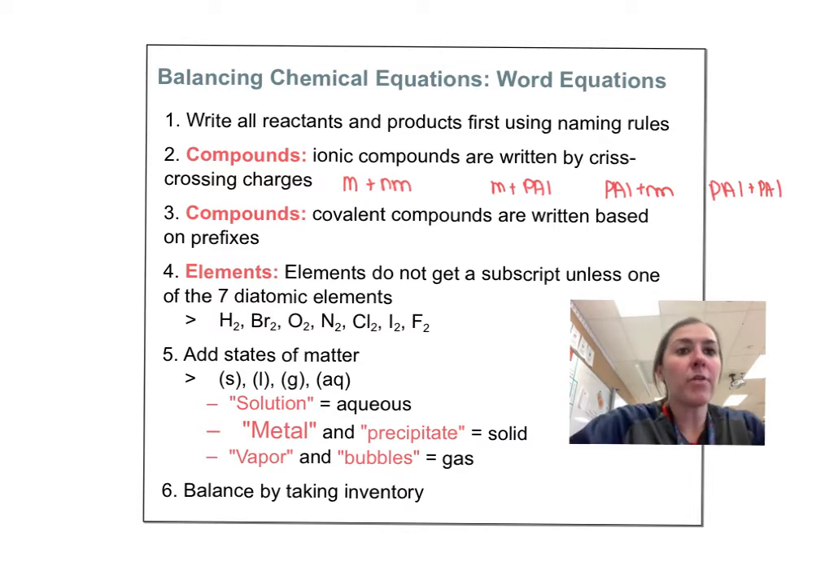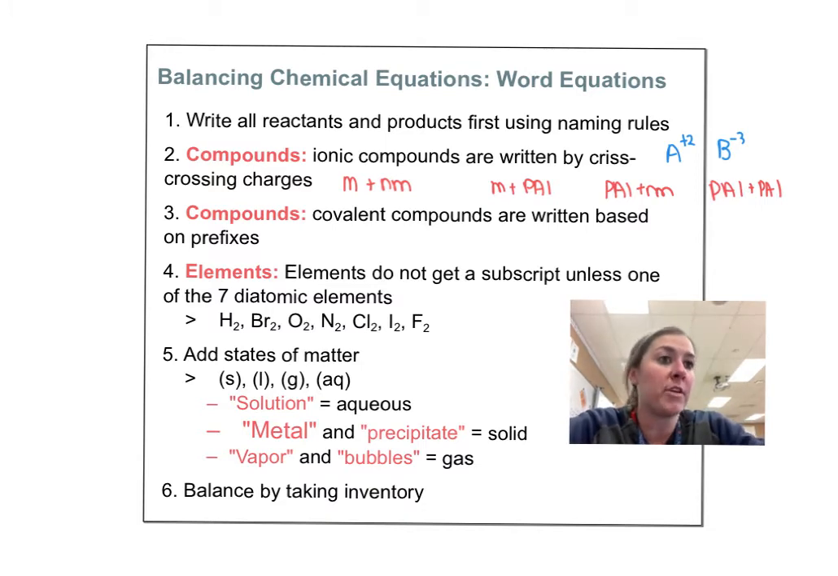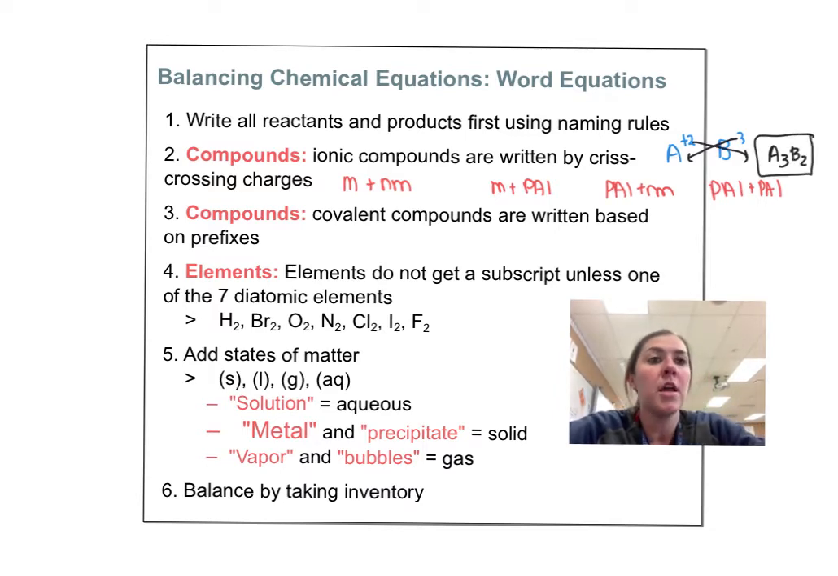Okay? How do I write the formula? Well, we need to crisscross charges. So let's say I have metal A with a +2 charge, nonmetal B with a -3 charge. I get those charges from the periodic table, or if it's a polyatomic, I get the charges from my polyatomic ion list. When I crisscross, the 3 goes down here, A3, the 2 goes down here, B2. Those are subscripts, small numbers. We'll worry about the big numbers at the end. So that's how we crisscross. If it's any of these combinations, that means it's an ionic compound.